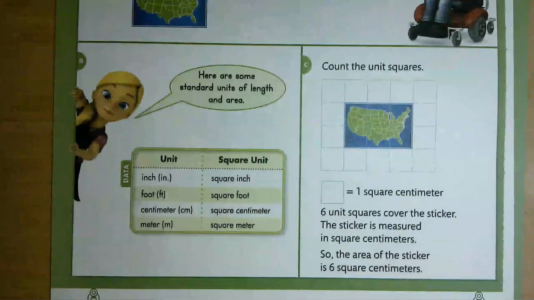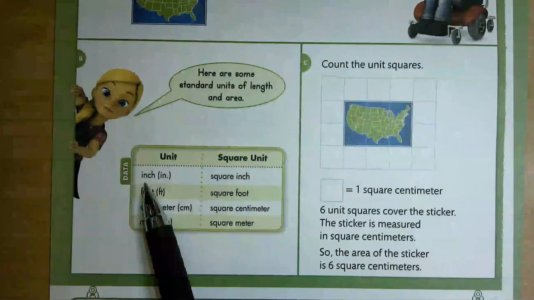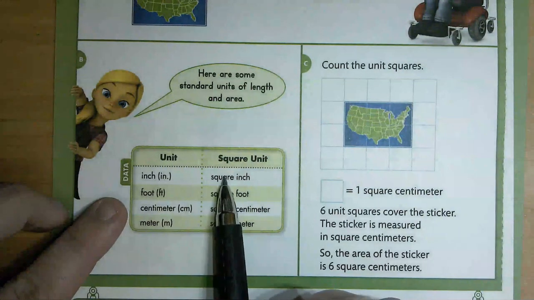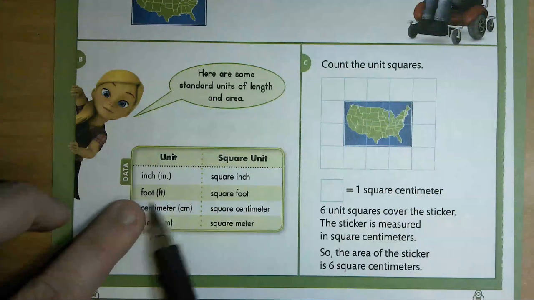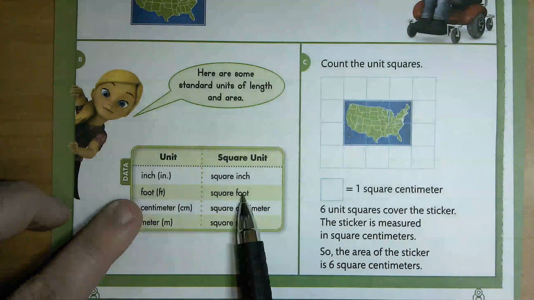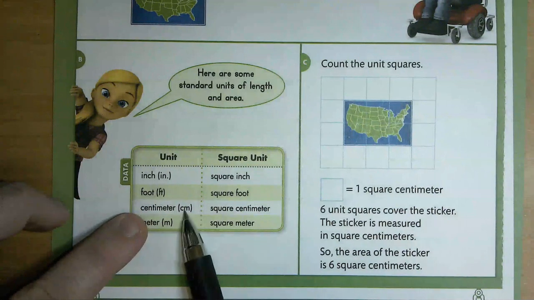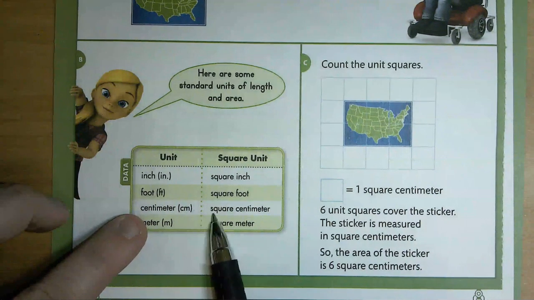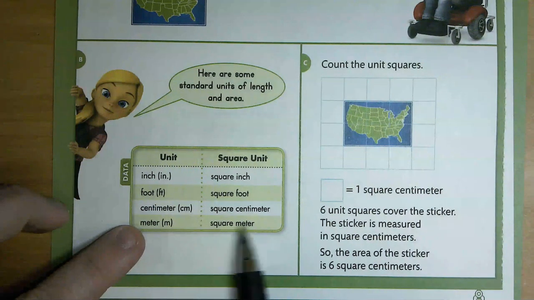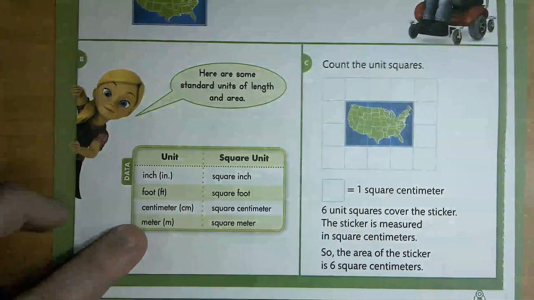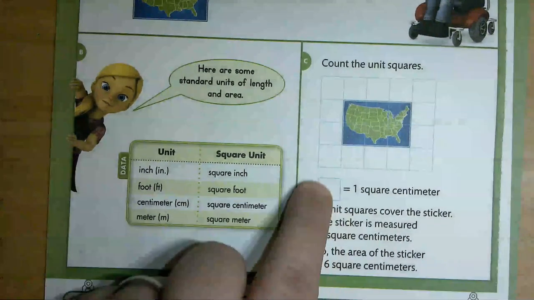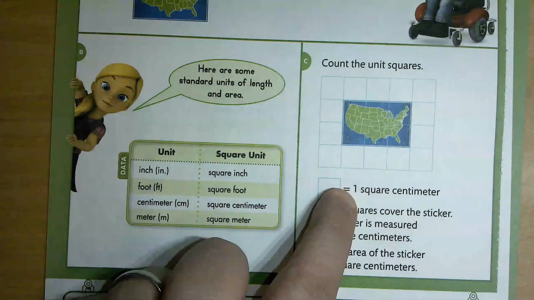It says here are some of the standard units of length. An inch, which we abbreviate IN, and then we've got square inch. Foot, which we abbreviate FT, and then we could turn that into a square foot. Centimeter, we abbreviate CM, is a square centimeter, and then meter, which we abbreviate with an M, is a square meter. Now, the reason that we call it each of these things is because every single side of our unit squared will be that thing.